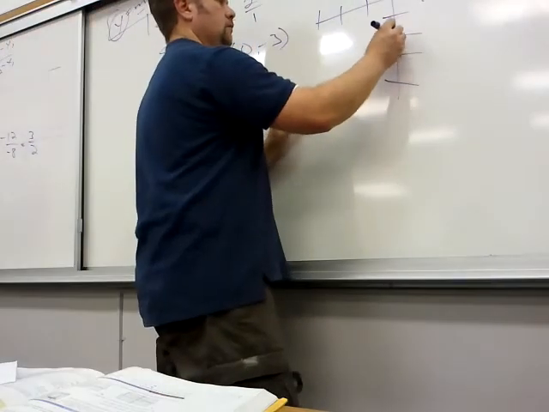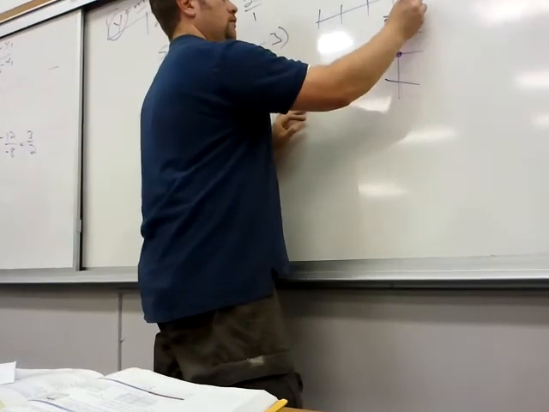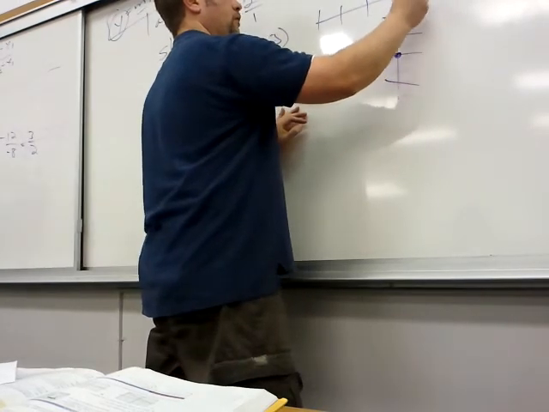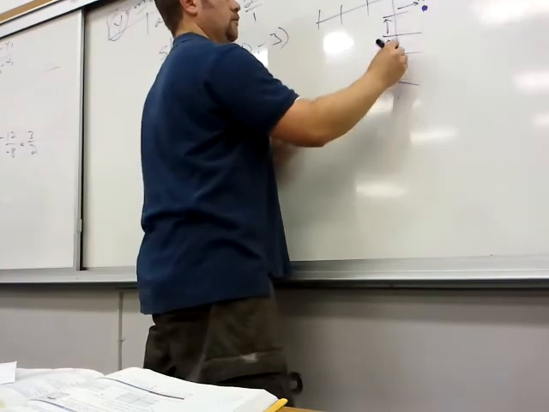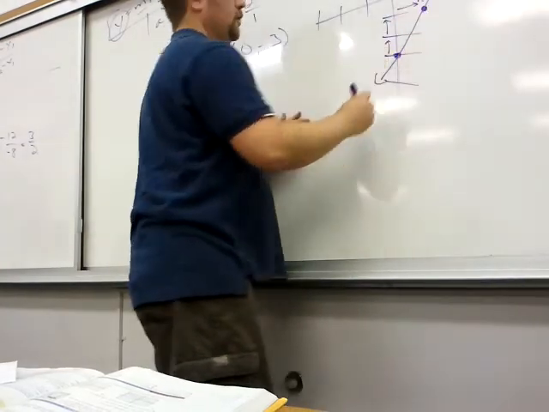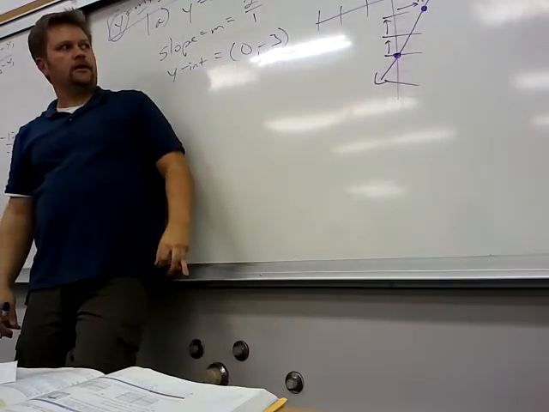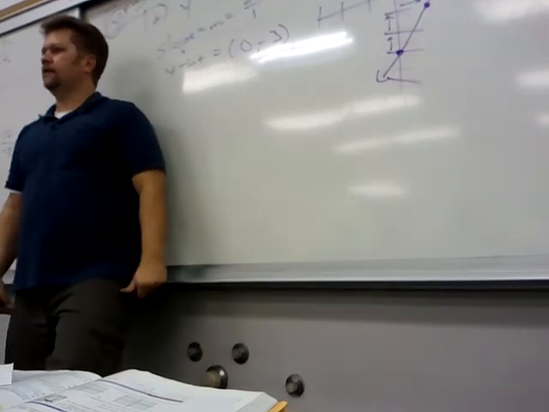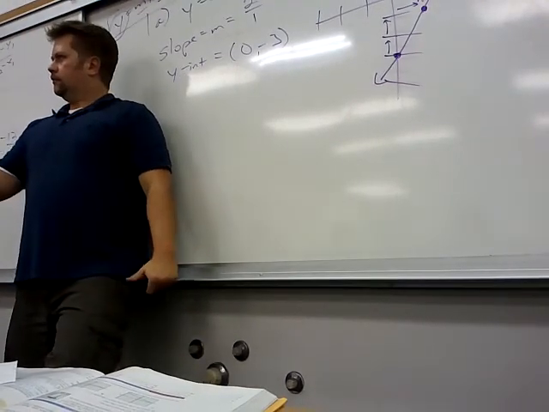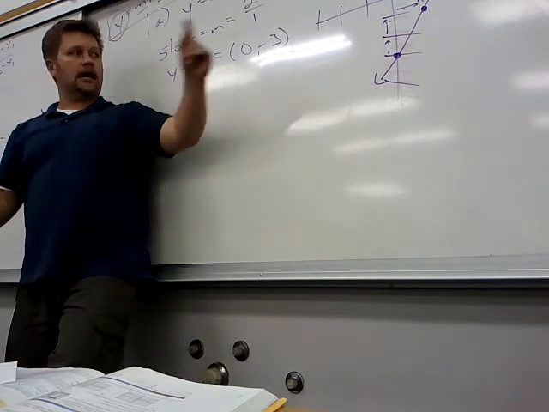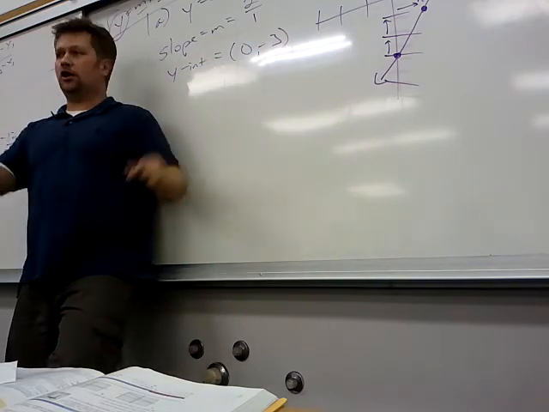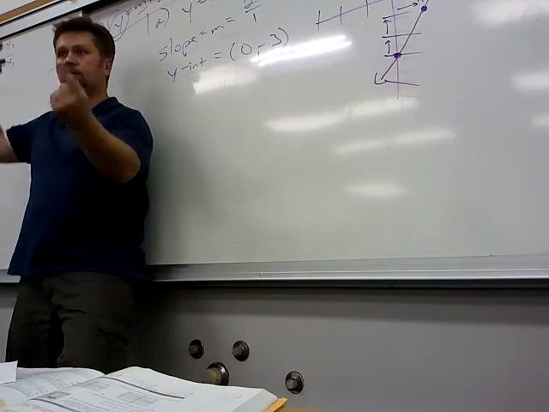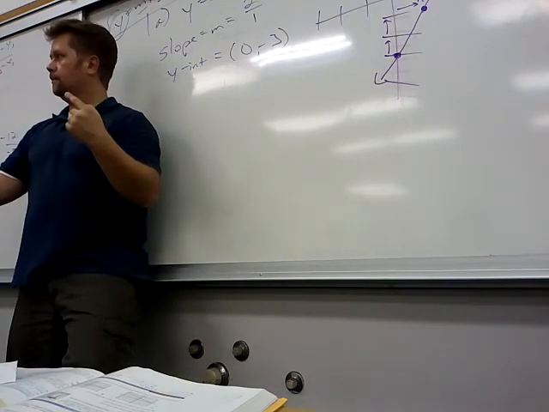So rise 2, run 1. Let's do one more. Rise 2, run 1. Freaky little line, but that'll work. Are you guys cool with that? So we're sort of doing backwards. I gave you a line before, and then you counted up and over to get the slope. Well, if I give you the slope, you can count up and over to get the line. It should work both ways, right?